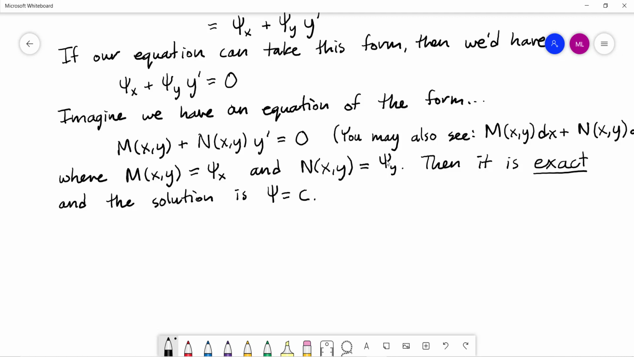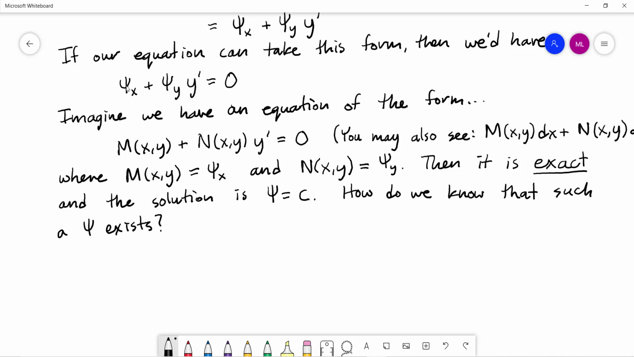Okay, so how do we know if this is going to work? How do we know that such a psi exists? Well, just looking at it, we don't, but there is something we can do to check. And again, this is a topic from Calc 3. So you've seen that we've taken partial derivatives of this function psi. We can take a derivative with respect to x, where we treat y as a constant. We can take a derivative with respect to y, where we treat x as a constant.